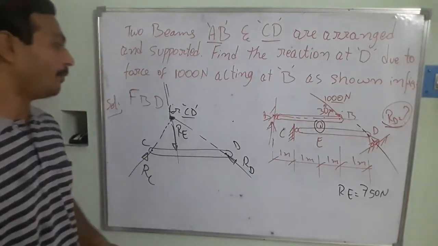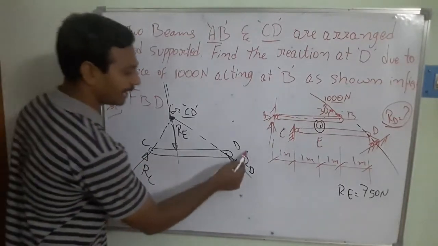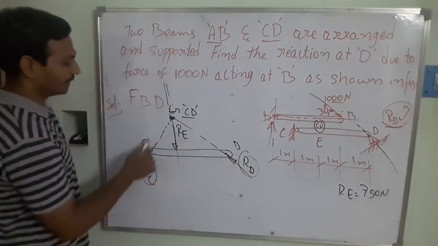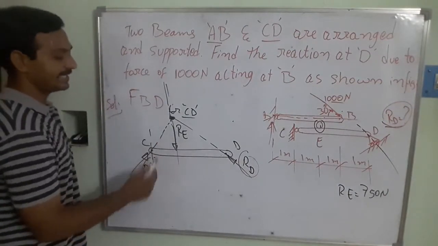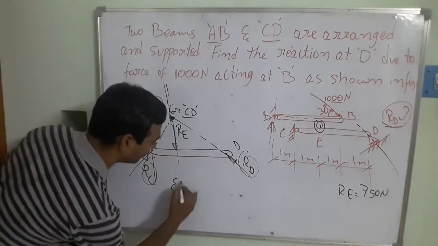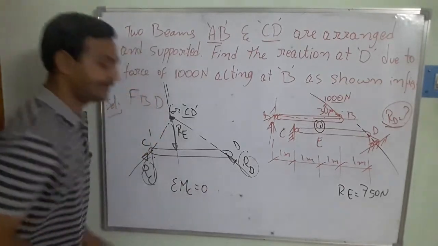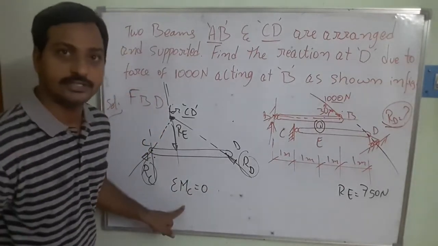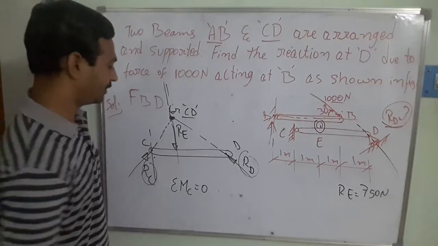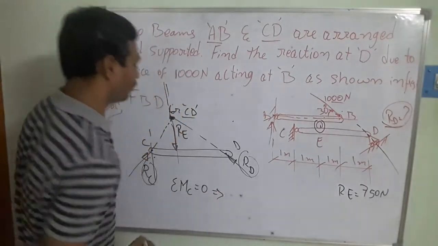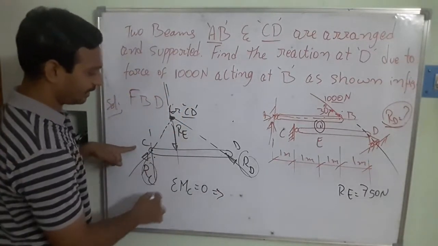So now I am going to be taking the moments. We need to find out the RD but not the RC. So that I am going to be considering the moments at C. So that's going to be summation of the moments at C is equal to 0, because we are assuming that the system is in the equilibrium condition. So then that's what I am going to do. This is the force acting in the clockwise direction.